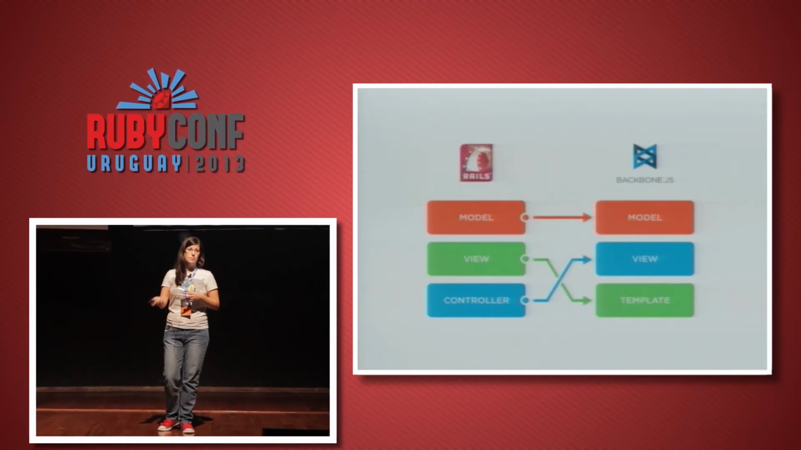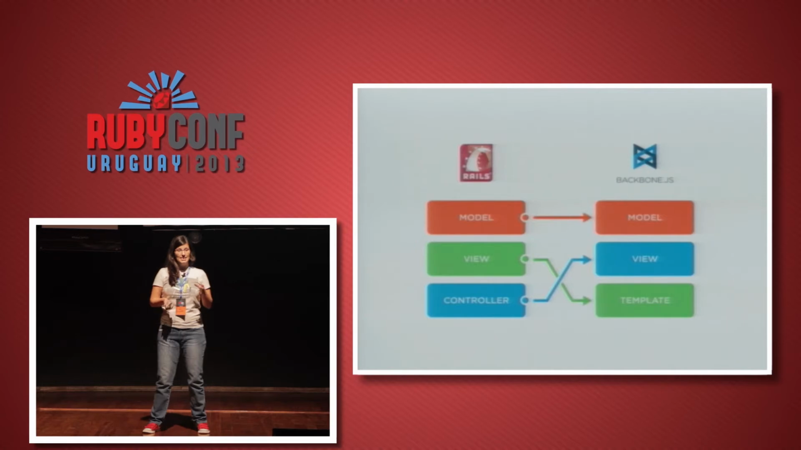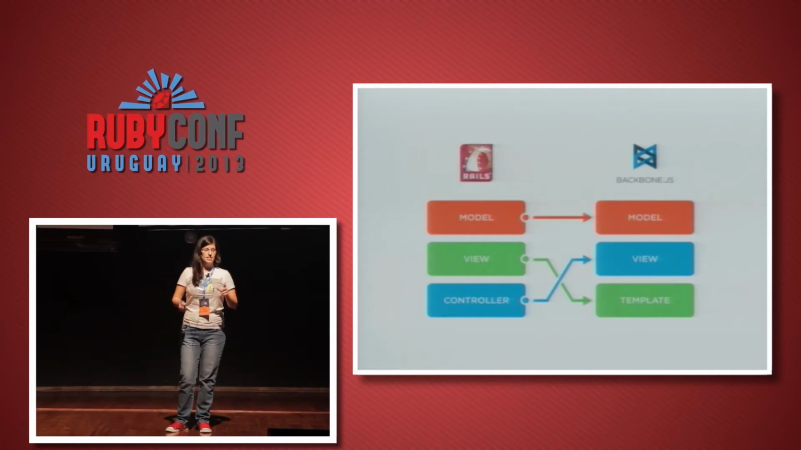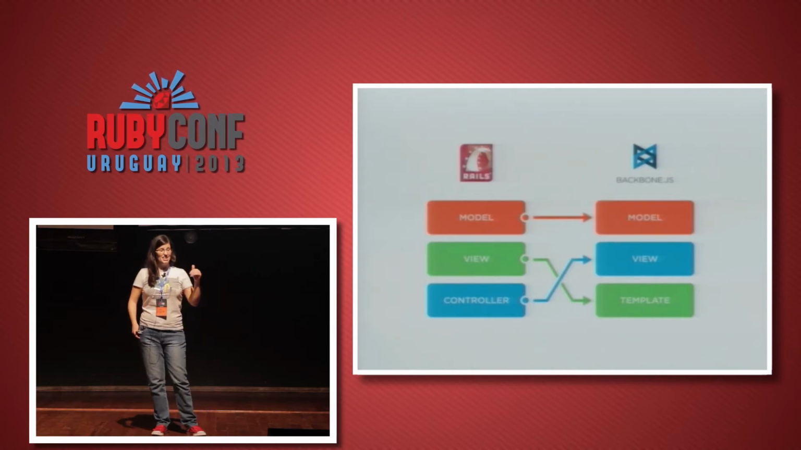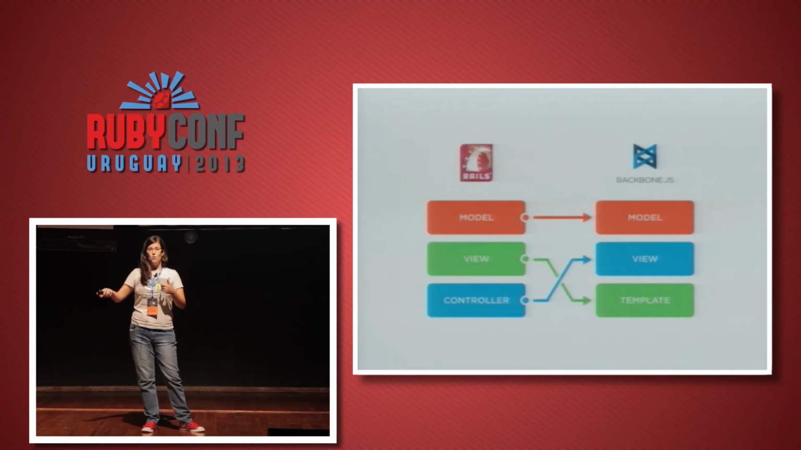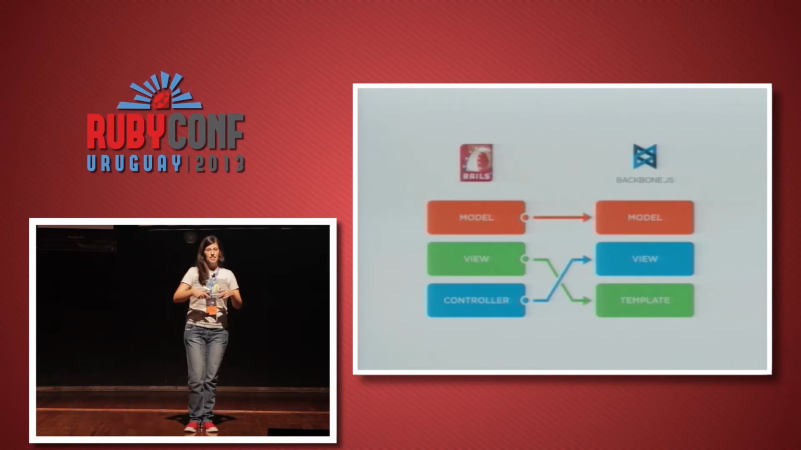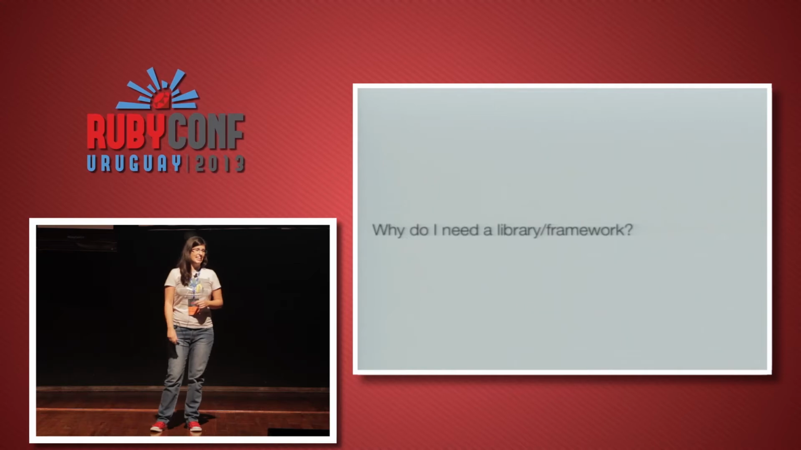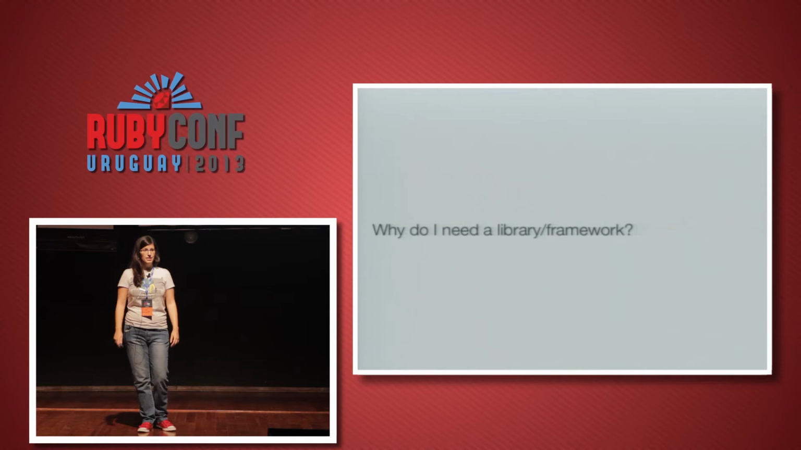But this is an issue of terms. Models map to models, but the views of Rails would map to the templates of Backbone because they are HTML interpolated. Because they are views, and this complicates things. And then we have the controllers of Rails, which would map to the views of Backbone, because they take the data of the models and send them to the templates to do their work, which is HTML.